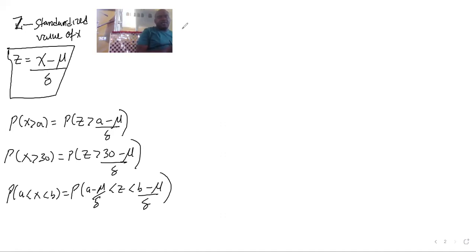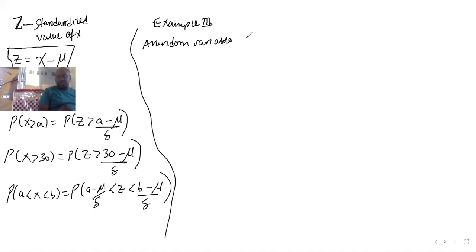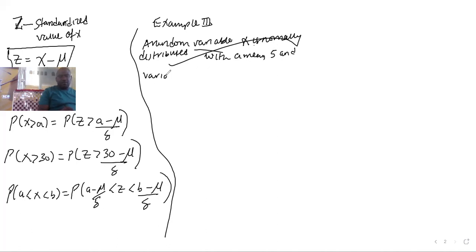Okay. The next question there, on the group which you have, it says a random variable X is normally distributed with a mean five and variance 4.